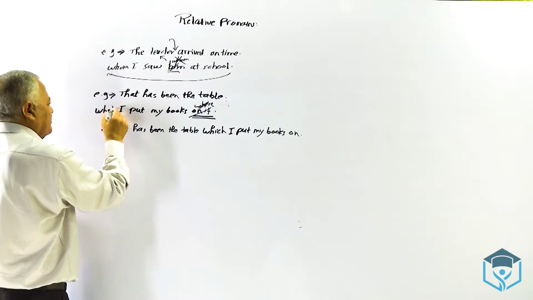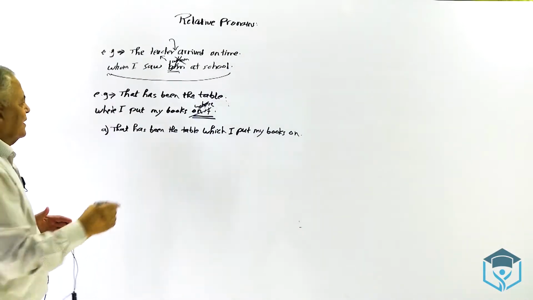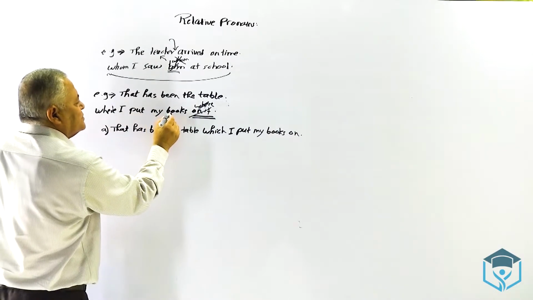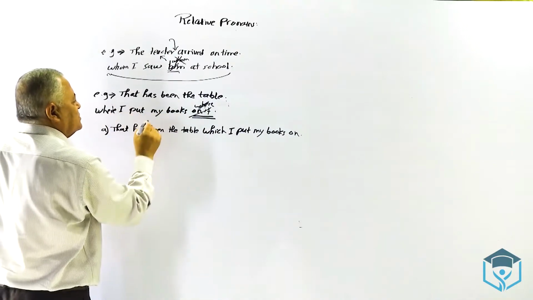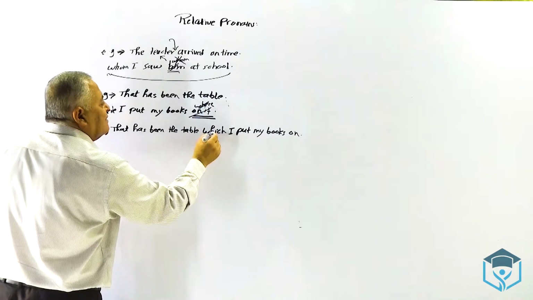That's where. What's the new sentence? It's as follows. That has been the table where I put my books. For where حل محل on it، بينما which حل محل it فقط.